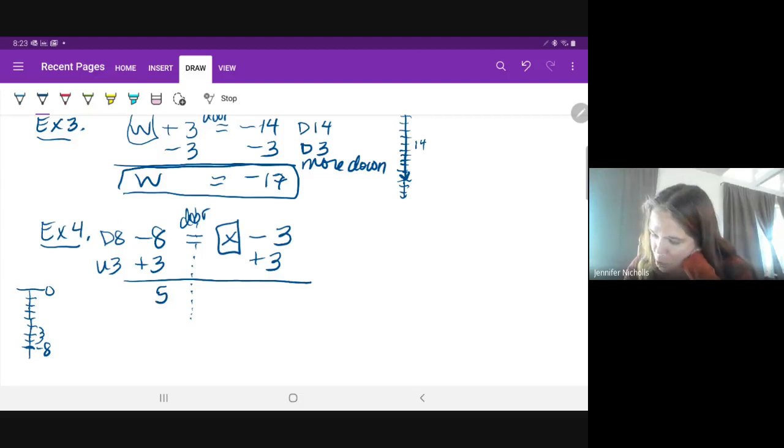Are there more downs or more ups? I would say more downs, right? So more downs, so that would be negative. Yeah. Okay, and then equals x.